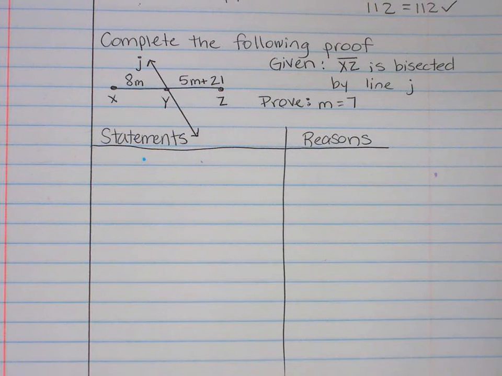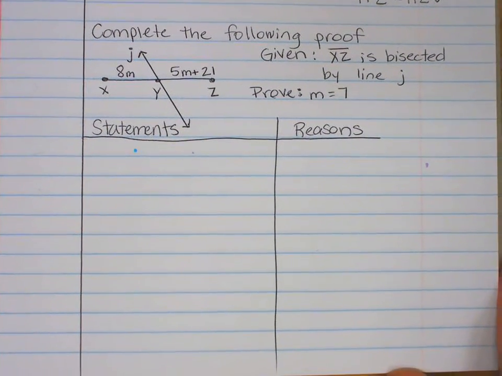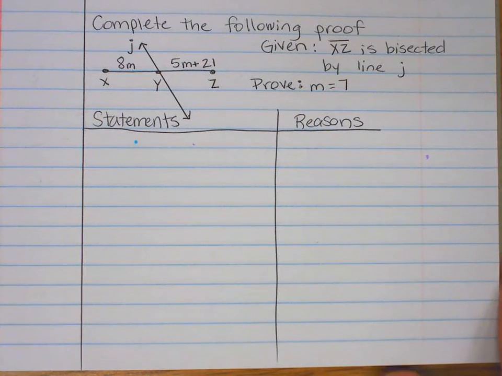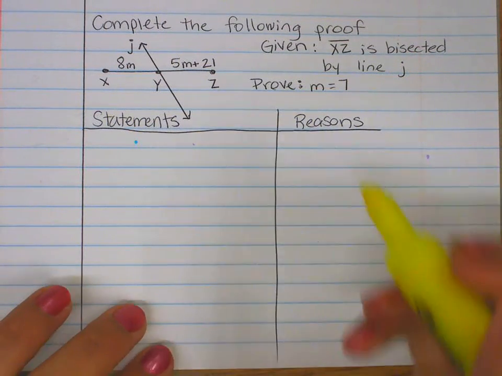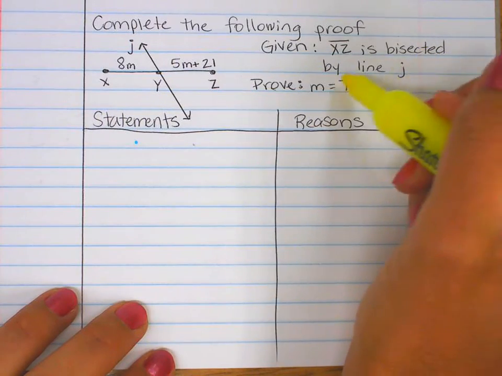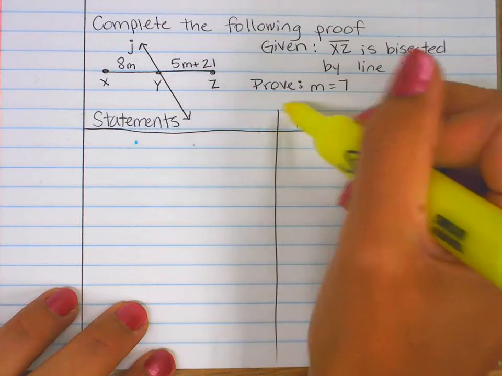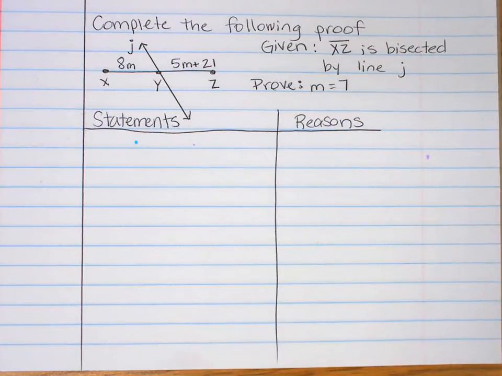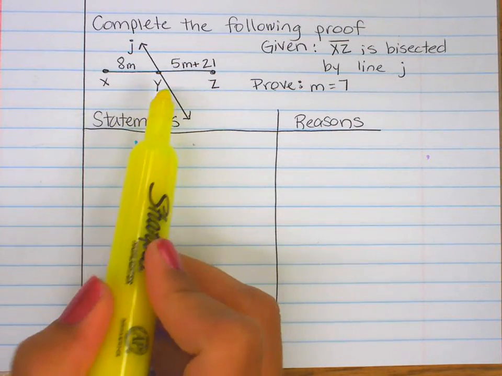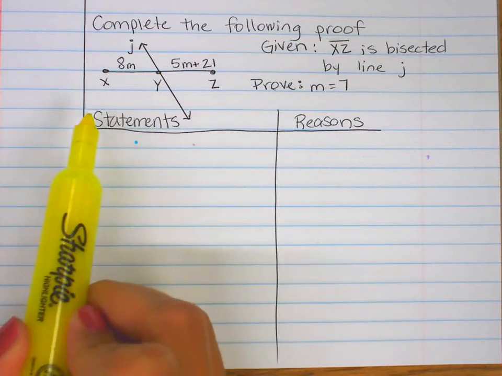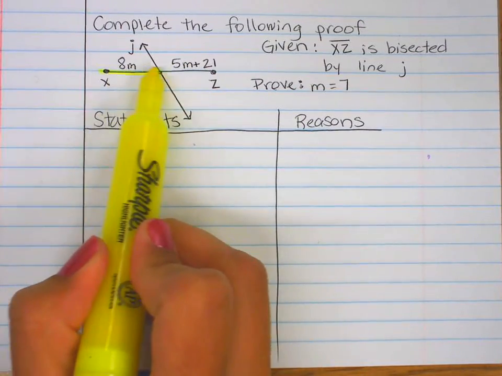ALEKS doesn't really have that many proofs. So we'll mostly do the proofs together in class. Okay, so write this down and then we're going to start going over the reasons and stuff. So complete the following proof. Given that segment XZ is bisected by line J, we want to prove that M equals 7. So in the diagram, always use the diagram for information, you can see that there's the variable M and that this is XZ.